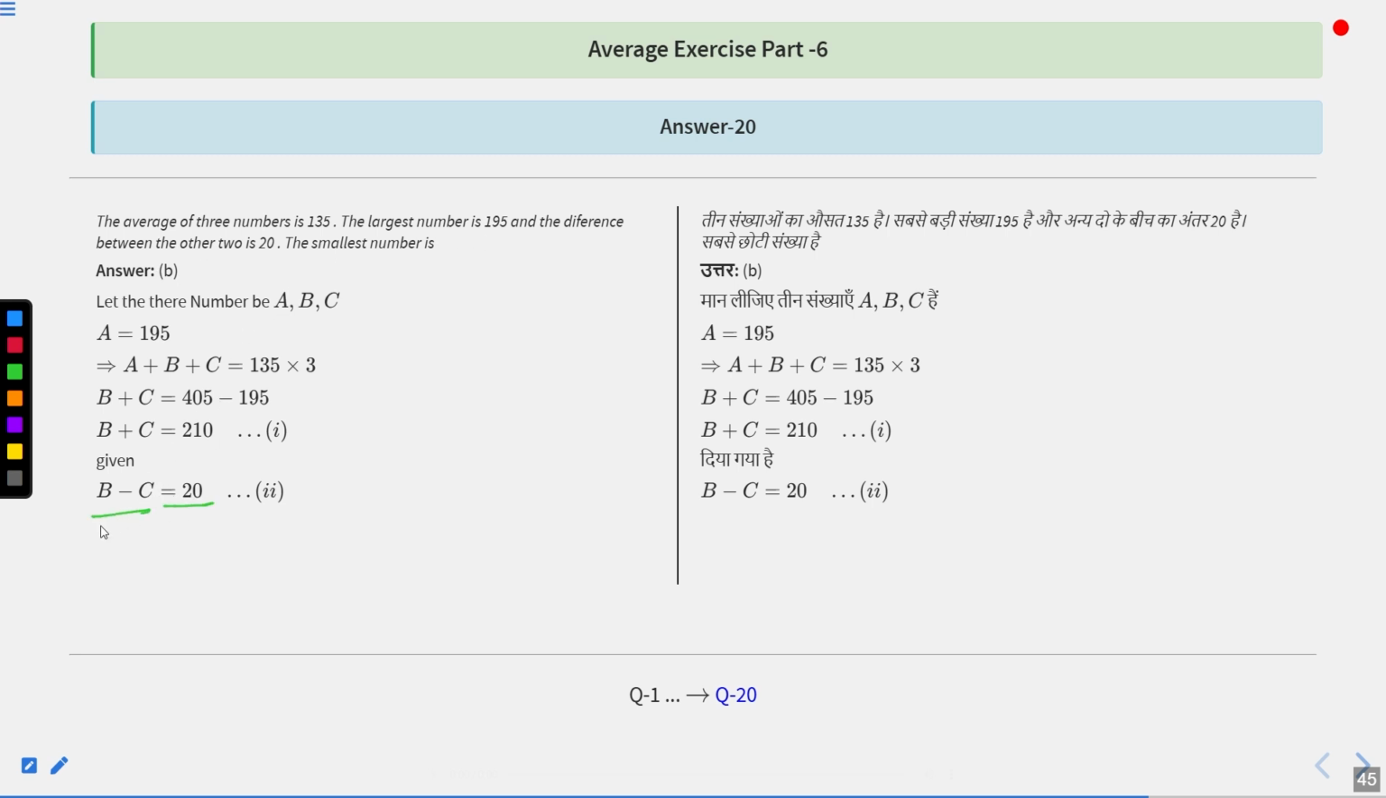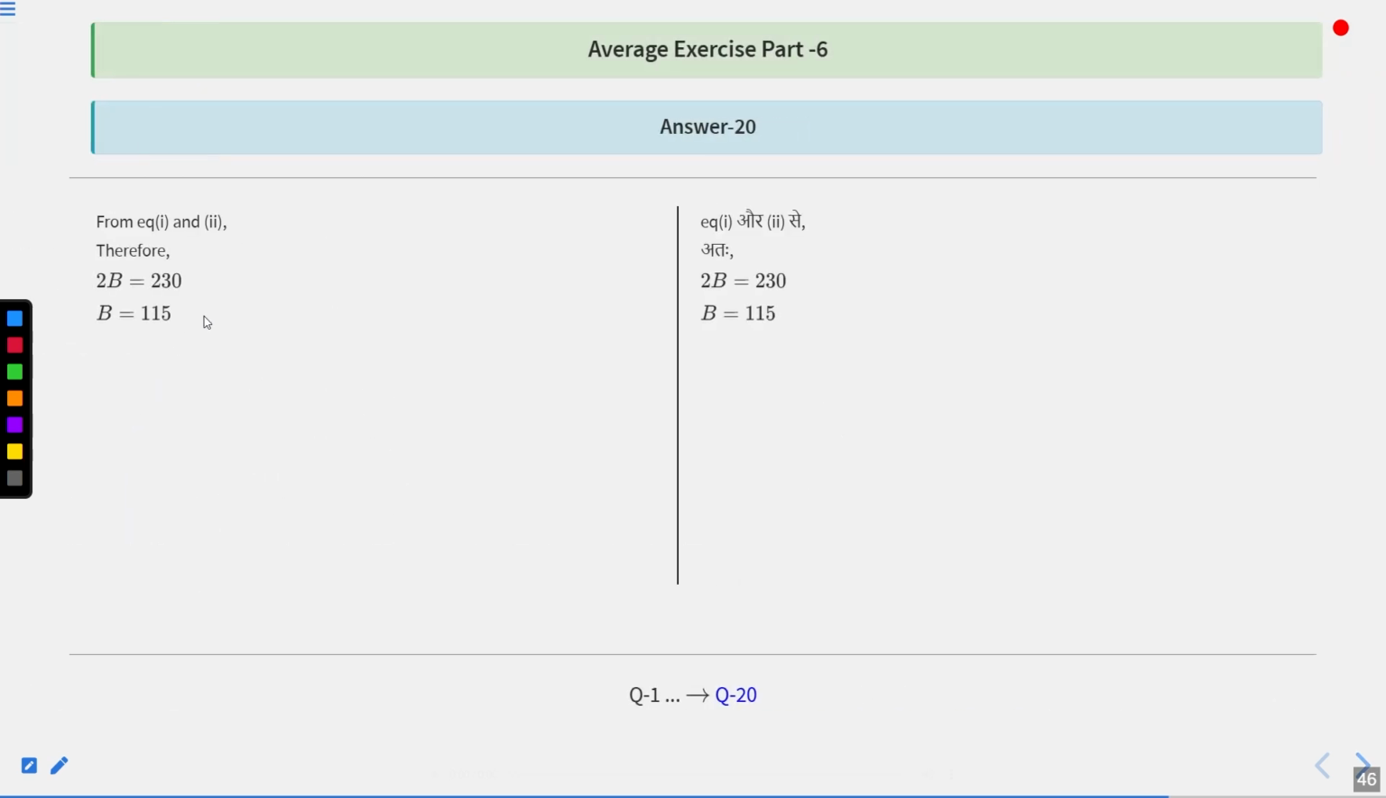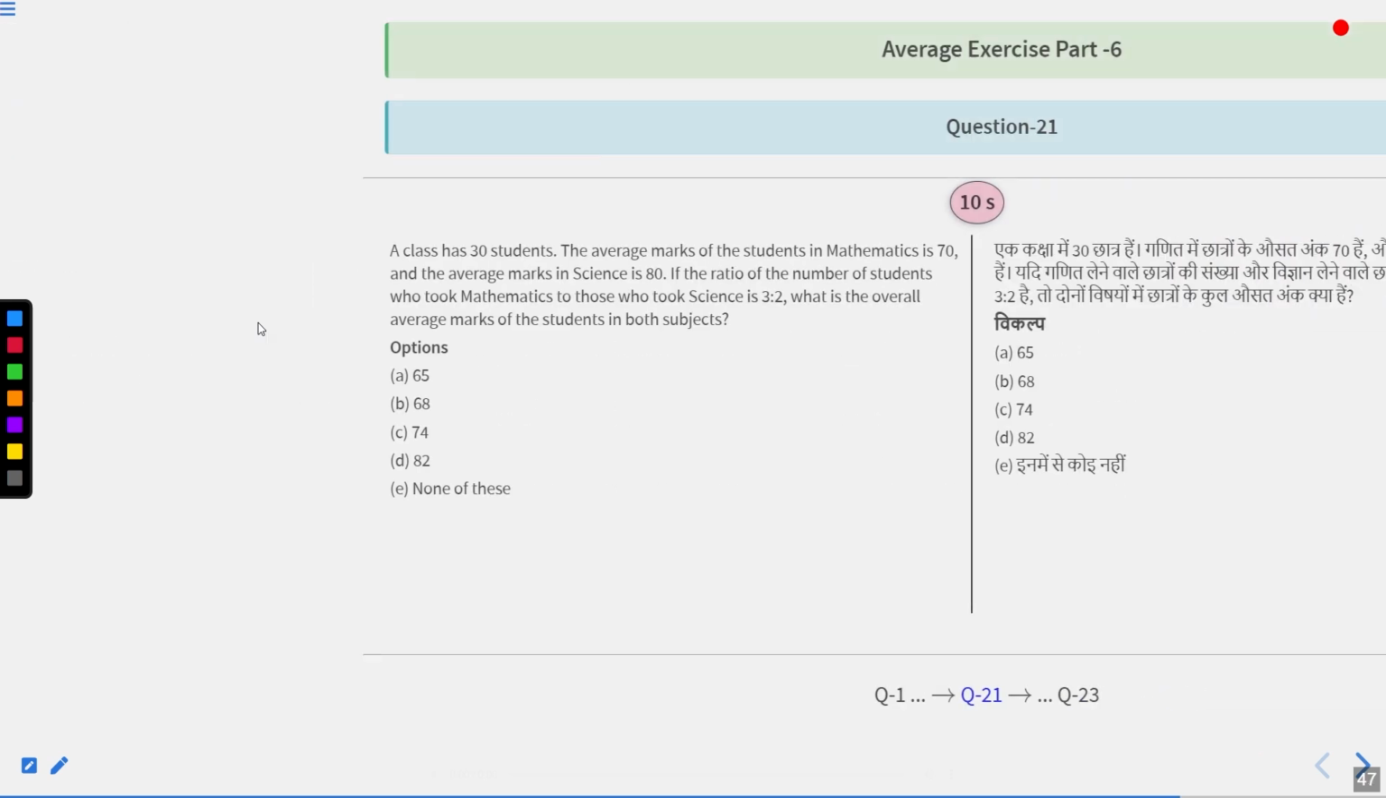It is also given in the question. So we can calculate it easily. So the solution continues. B will become 115 and C will become 115 minus 20, since the difference between B and C is 20. So it becomes 95. So the smallest number is 95.